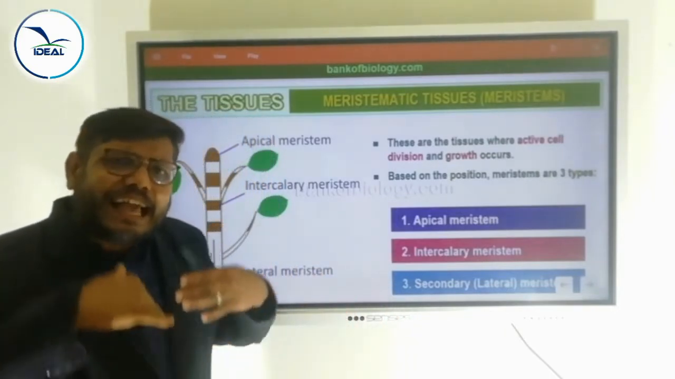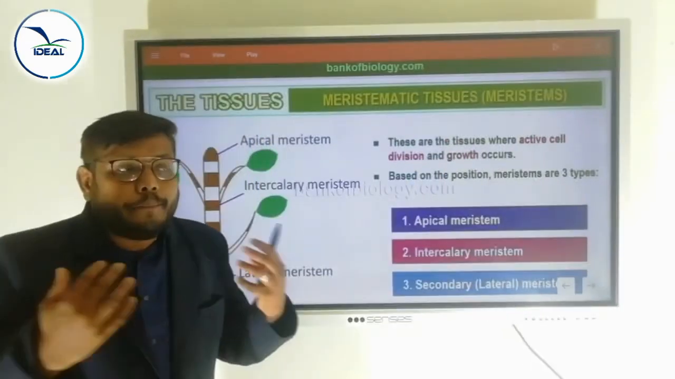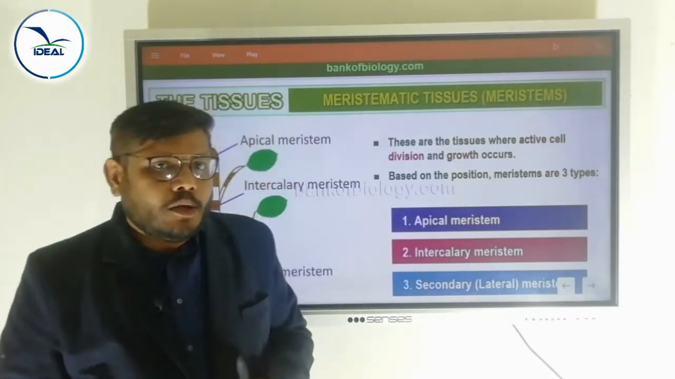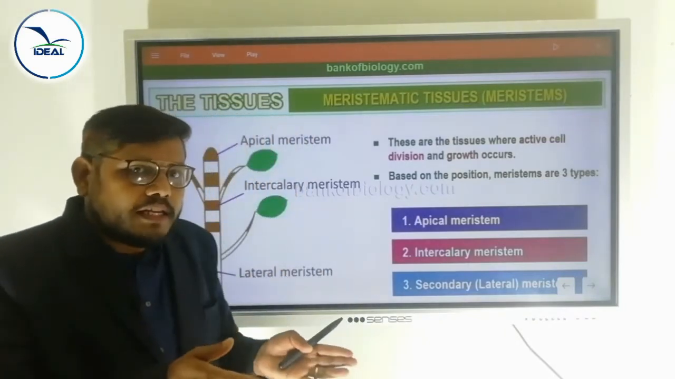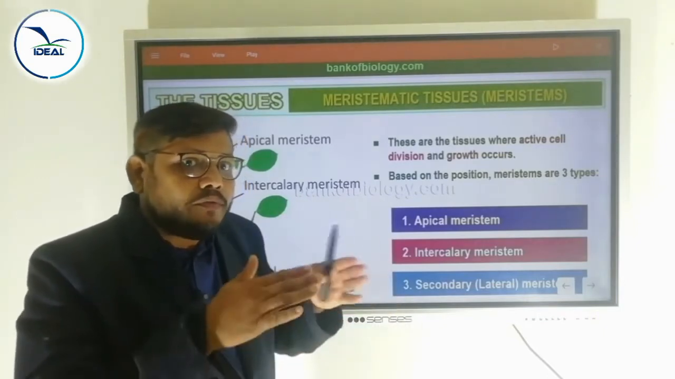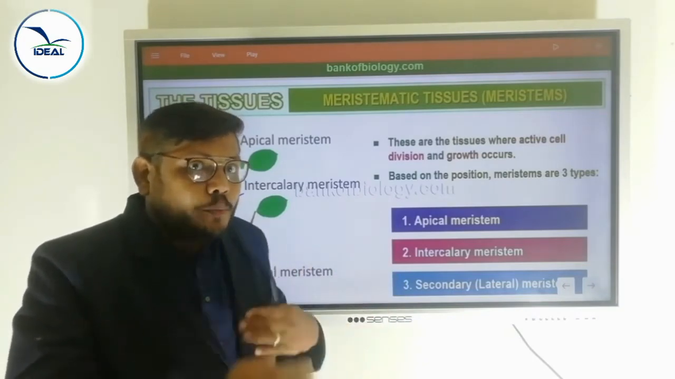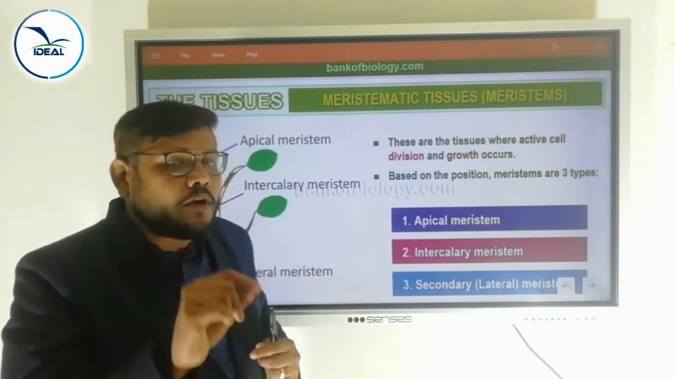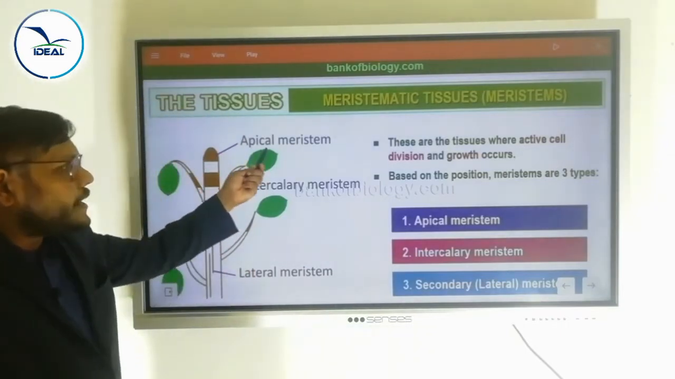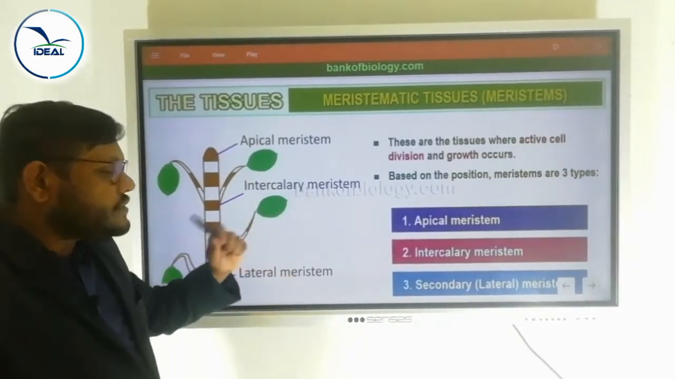Once the cells are actively dividing, what will happen? Growth occurs. We already explained what meristems are: actively dividing cells. Because of that active cell division, growth occurs. Based on the position of the meristem, there are three types: apical meristem, intercalary meristem, and lateral meristem.